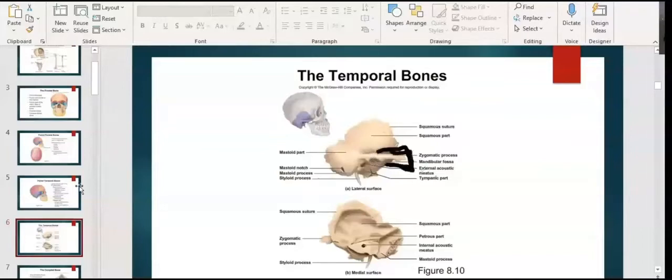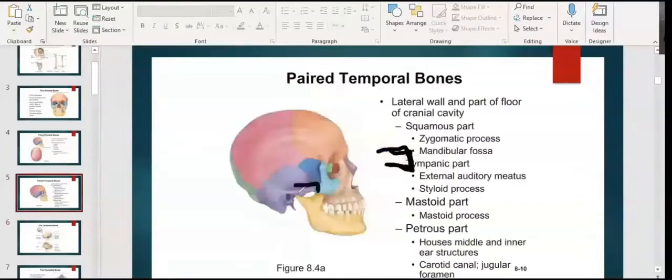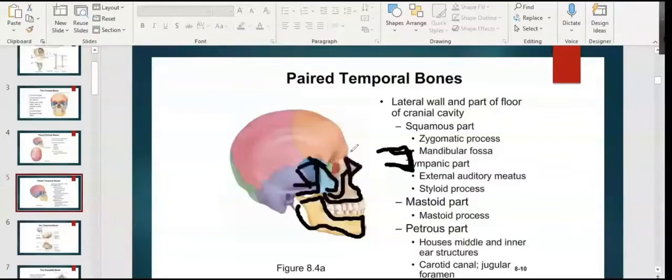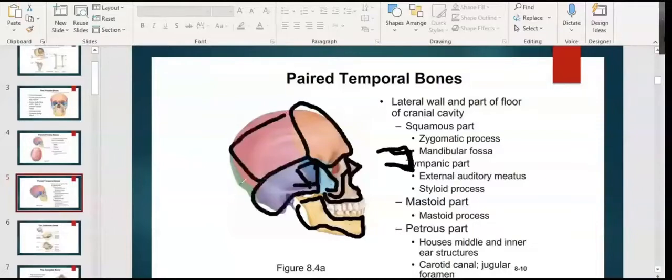That right there is this, going towards your face. This is the zygomatic bone. This bone right here is going to be the mandible. This bone right here is going to be called the maxilla. This bone right here is going to be the sphenoid bone. This one in purple is going to be the nasal bone. So this is the frontal bone. This is the parietal bone. This is the temporal bone, and this is the occipital bone.